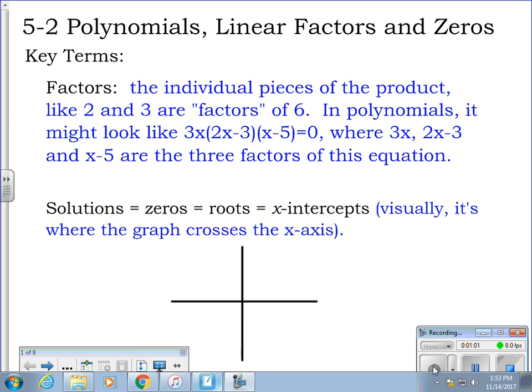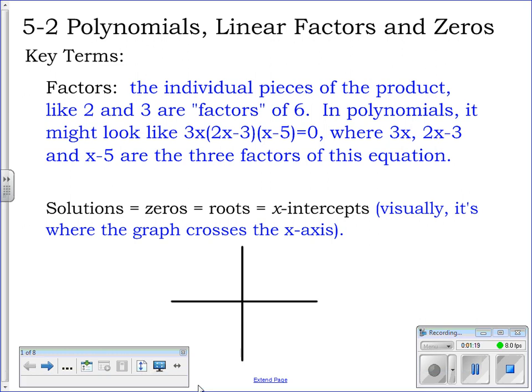Solutions. This is also a big deal. Solutions are where my zeros are. Solutions are my roots. Solutions are my x-intercepts. They are all the same thing, different ways of saying the same thing. Basically speaking, if I have a graph, something like this, anywhere that graph crosses the x-axis is a solution. That's where my zeros are.